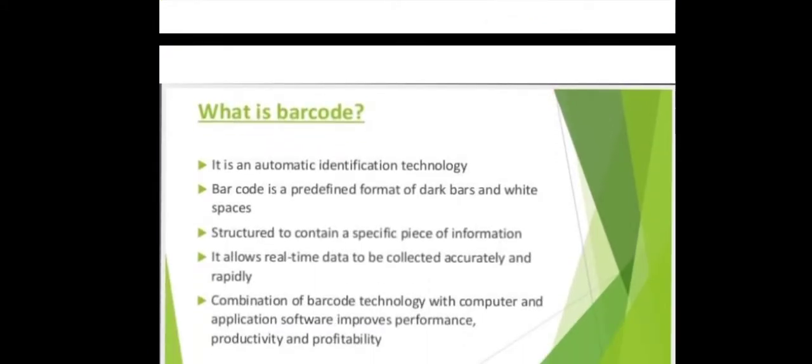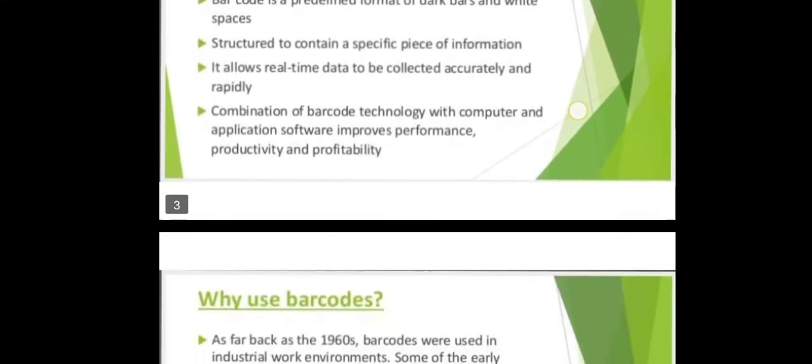What is barcode? It is an automatic identification technology. Barcode is a predefined format of dark bars and white spaces structured to contain a specific piece of information. It allows real-time data to be collected accurately and rapidly. Combination of barcode technology with computer and application software improves performance, productivity, and profitability.